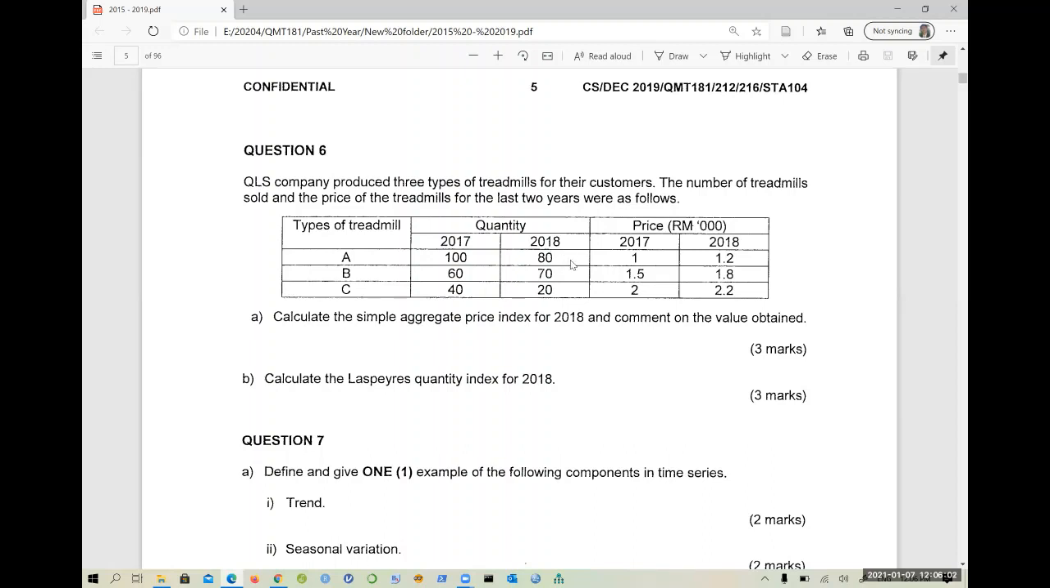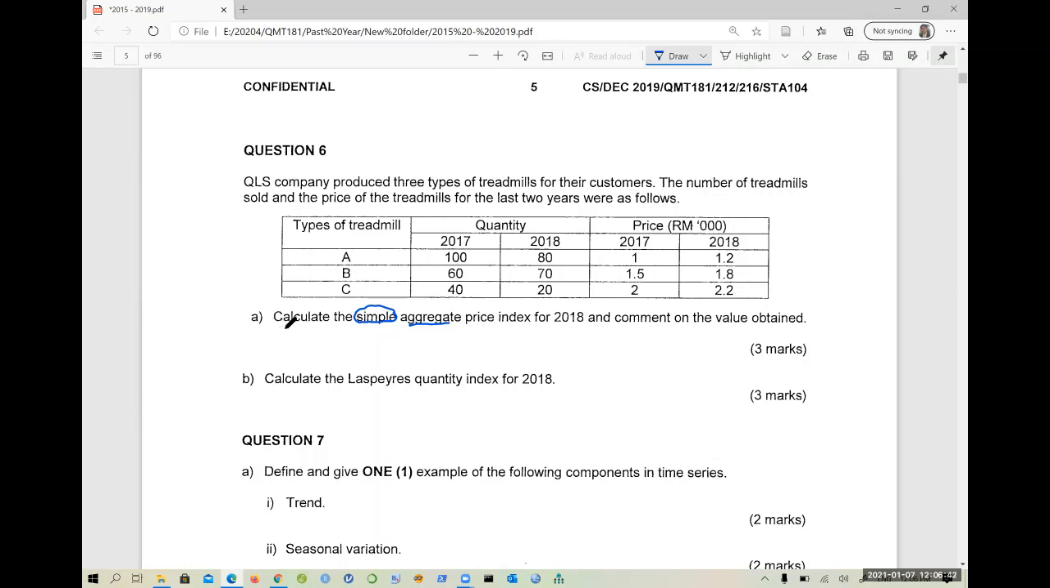Make sure that you read the given information carefully. Sometimes we are unaware of the information and we mix up the price and the quantity, right? So the first question asks you to find the simple aggregate price index. Simple means we are dealing with an unweighted index.